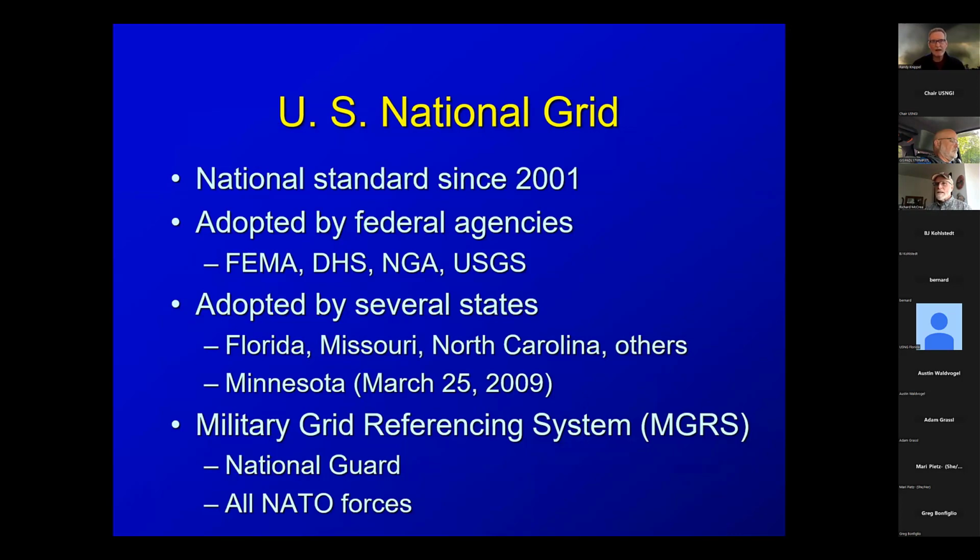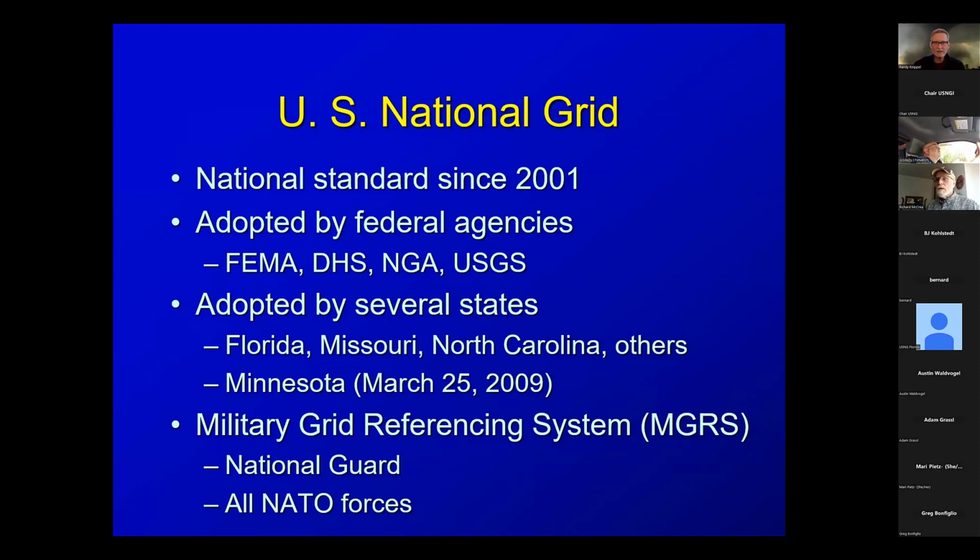US National Grid has been a national standard since 2001. It's been adopted by several federal agencies, including the Federal Emergency Management Agency, Department of Homeland Security, National Geospatial Intelligence Agency, and the United States Geological Survey. The significance of that is that the first two, FEMA and DHS, are the emergency management side of the federal government.